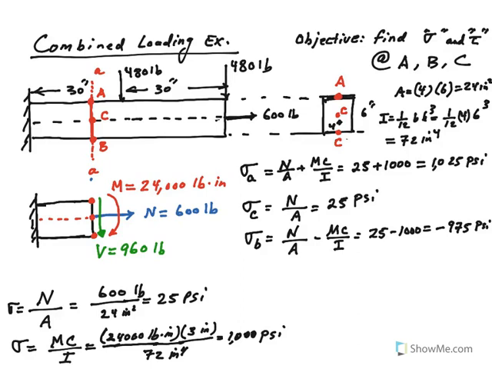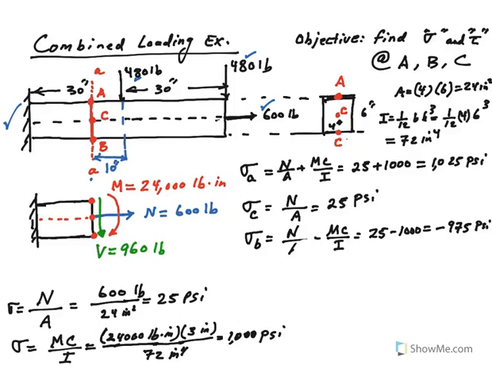So here we have this cantilever beam, as you can see in this picture, subjected to three forces: a 600-pound axial load and two concentrated loads of 480 pounds acting on this cantilever beam at the distances shown here. By the way, this distance here, even though it is not shown, is 10 inches.